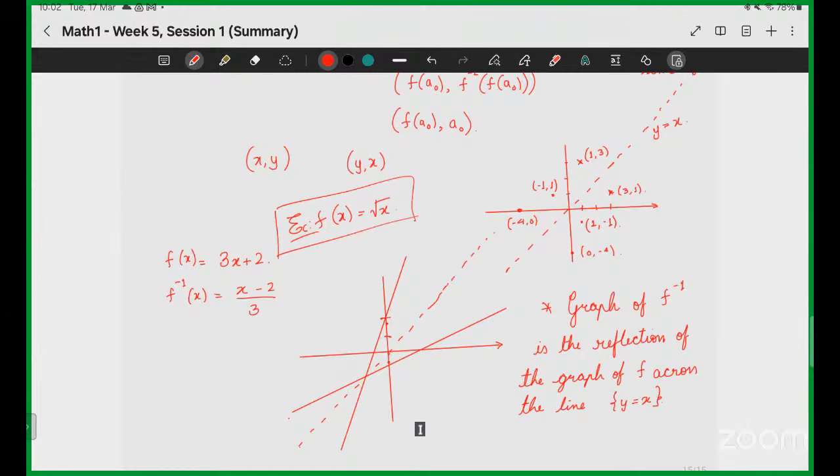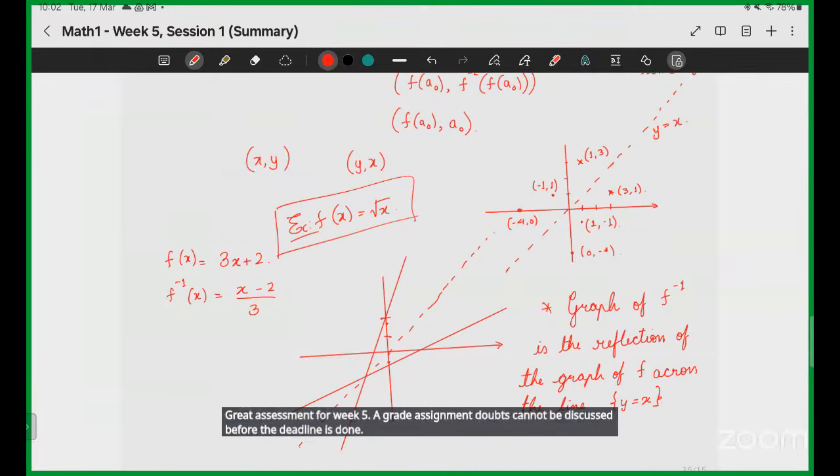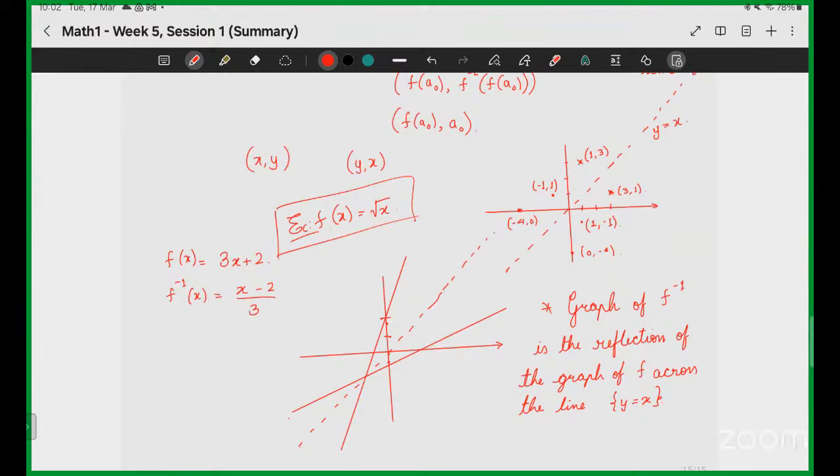I have doubts in the graded assignment. Graded assignment for week 5. Yes. Graded assignment doubts cannot be discussed before the deadline is over. So you'll have to try to figure it out yourself.